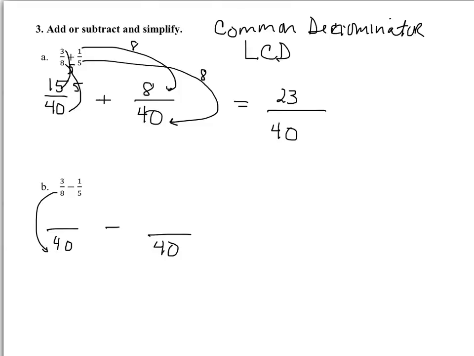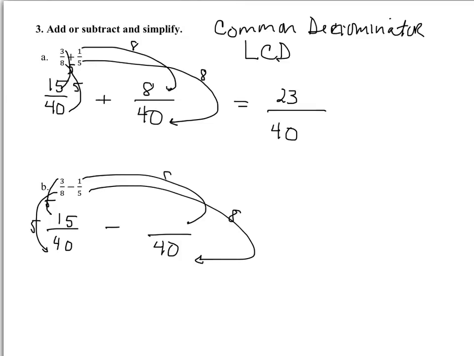8 times 5 is 40. 3 times 5 is 15. And the same way here, 8. You're like, you just did that. I know, but I just reviewed it with you. So 15 minus 8 is 7. Keep your denominator the same. So 7/40.